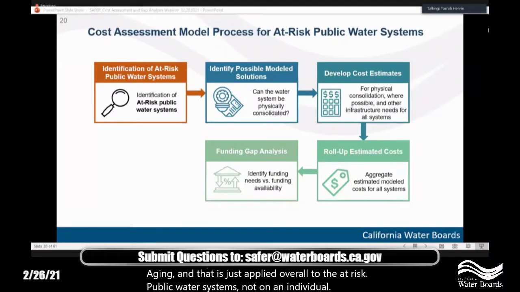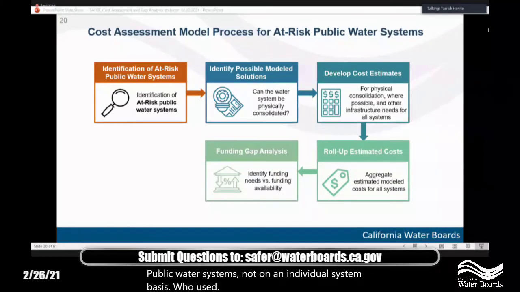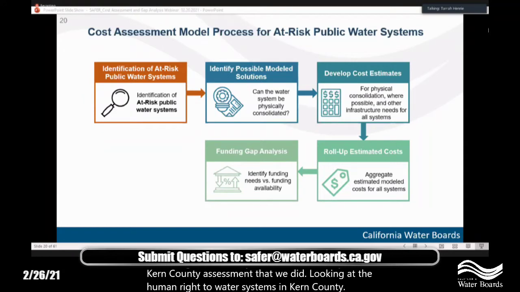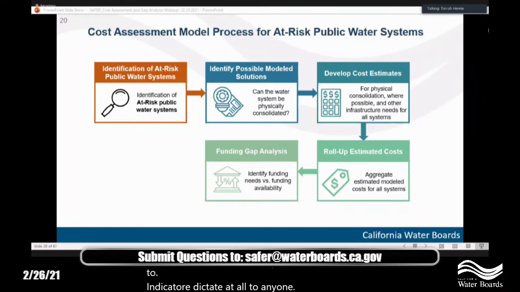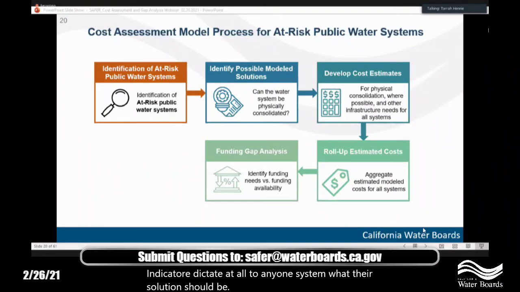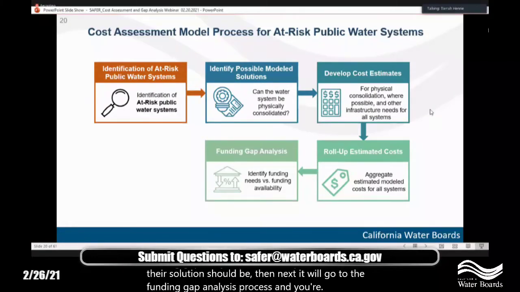We used percentages based on a Kern County assessment that we did looking at the human right to water systems in Kern County. Then we take those costs and roll them up into a cost estimate, which is an aggregate estimate from the modeled systems. So again, this is just a placeholder budgetary number. It is not intended to indicate or dictate at all to any one system what their solution should be. Then next it will go to the funding gap analysis process. And you're going to hear a lot more about that in this presentation.